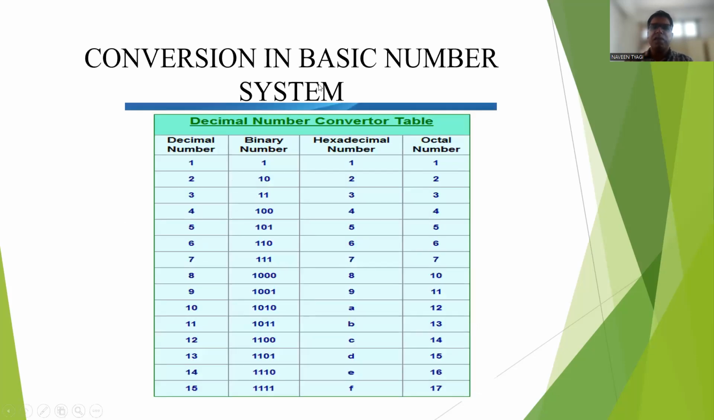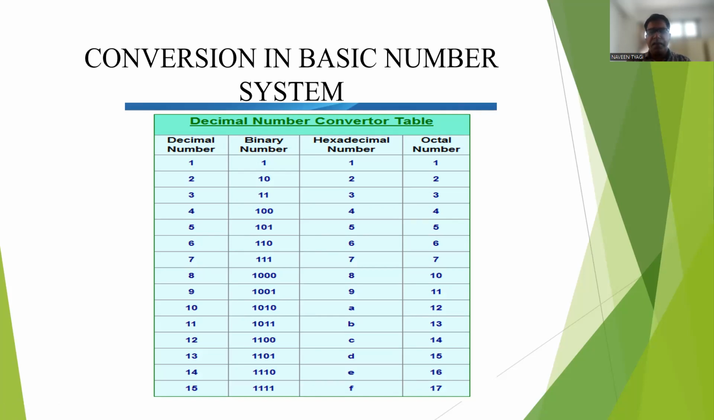This is a conversion table for the basic number systems. When we convert one number to another number system, we can use this table. Here we see that in the binary number system, 15 is represented by 1111. In the hexadecimal number system, 15 is represented by F, 10 is represented by A. In the octal number system, 7 is similar to the decimal number, but 8 is represented by 10, 9 by 11, 10 by 12, 11 by 13, 12 by 14, 13 by 15, 14 by 16, and 15 by 17.